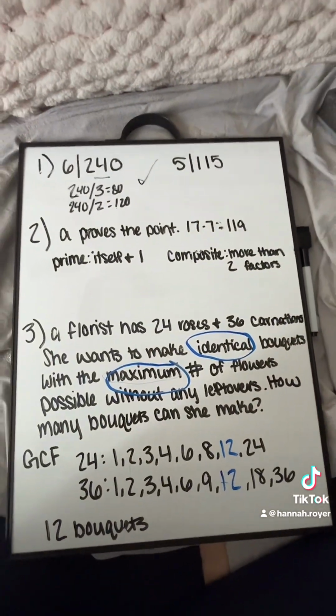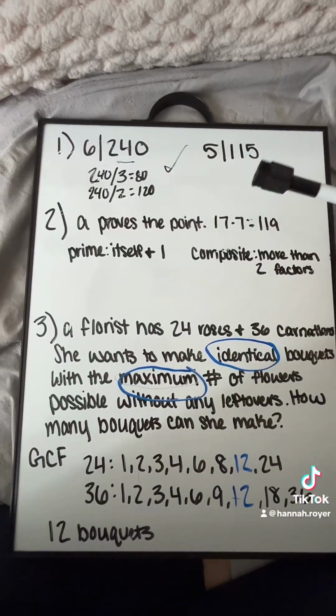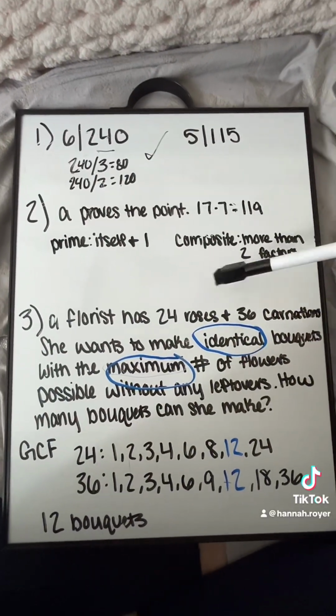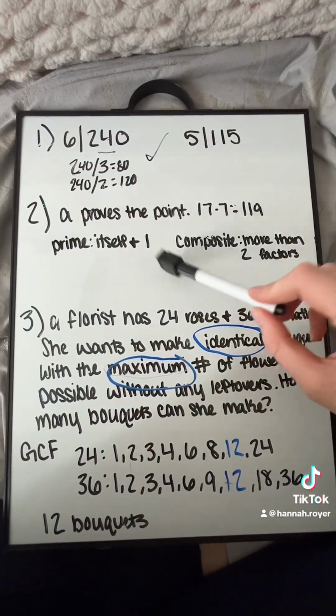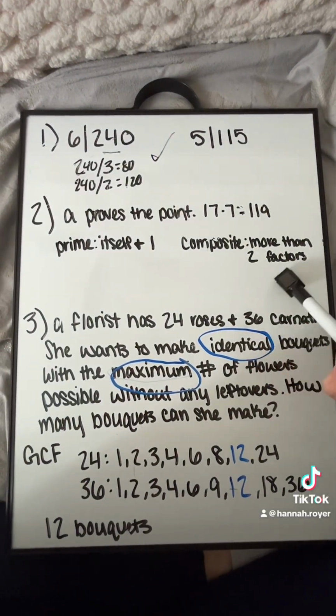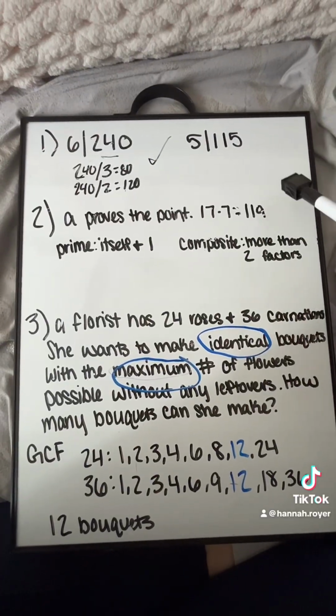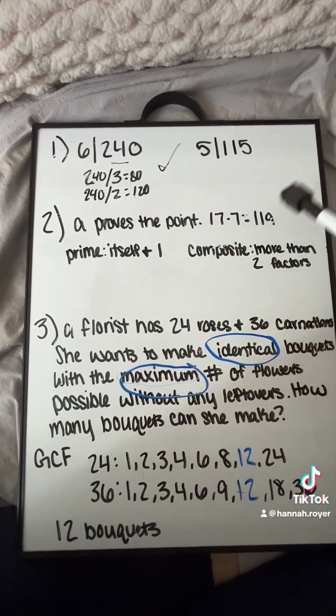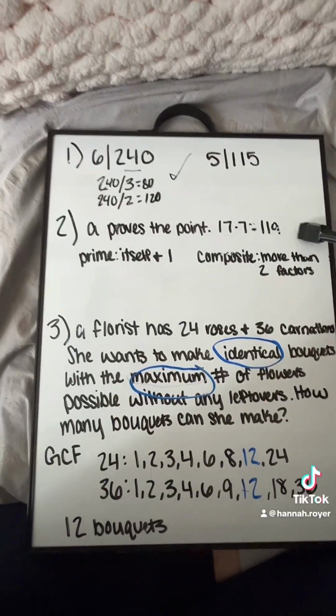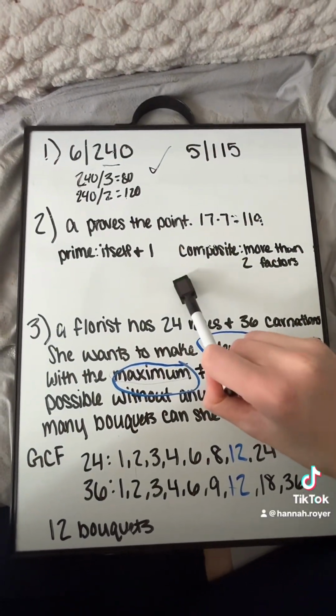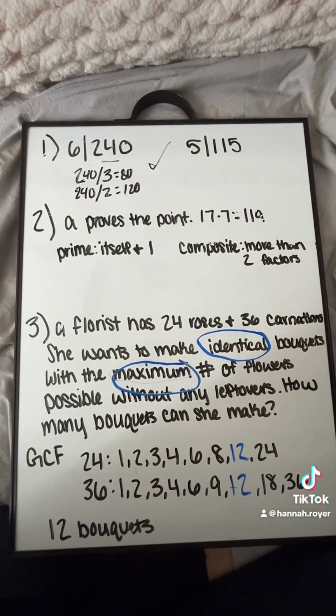For number 2, I said A is right because to be prime, it has to only have factors of itself and 1, and composite numbers have more than 2 factors. 119 is composite because 17 times 7 is 119, and that's more than just itself and 1. So that's why I said A.